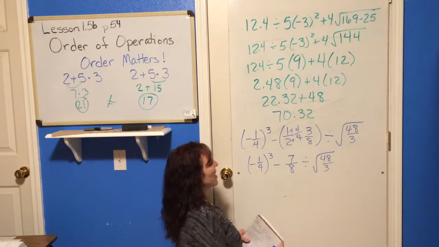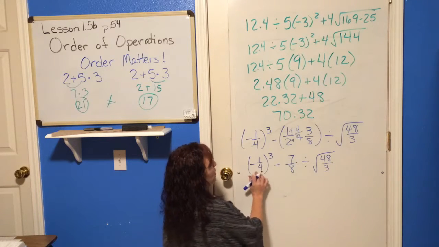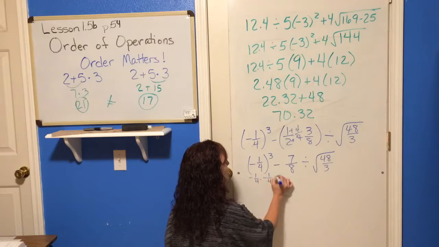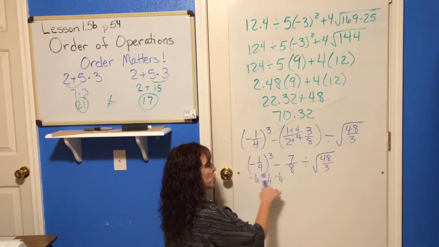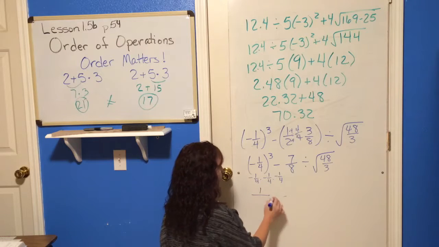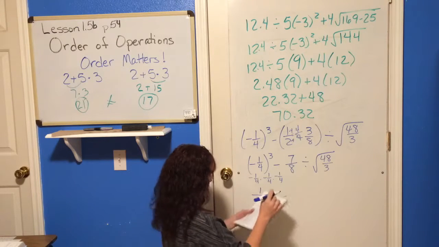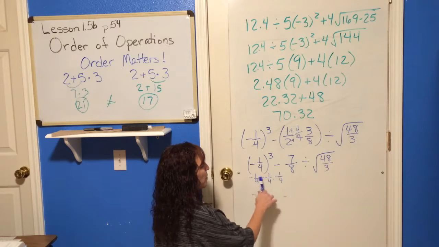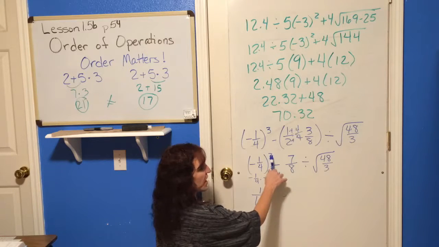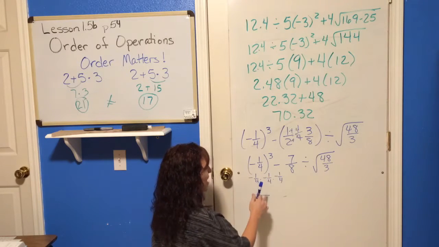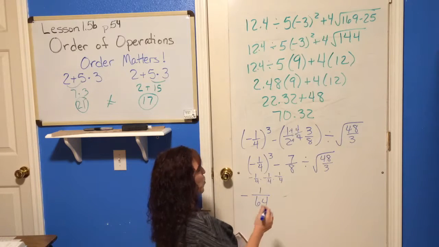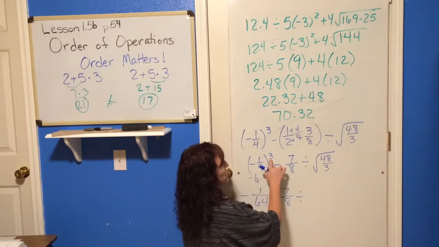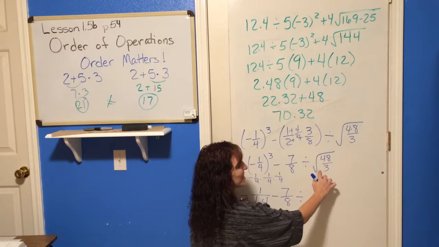Woohoo! All right, now the exponents and square roots. So negative 1/4 cubed, remember, is negative 1/4 times negative 1/4 times negative 1/4. So on your numerator, you just have a 1. Your denominator is 4 times 4 is 16 times another 4 is 64. Yes, woohoo. And because there is an odd numbered exponent on a negative base, my answer is negative. Negative 1/64 minus 7/8 divided by, and because we were doing exponents, we can also do square root at the same time.